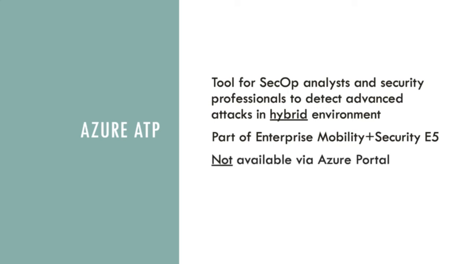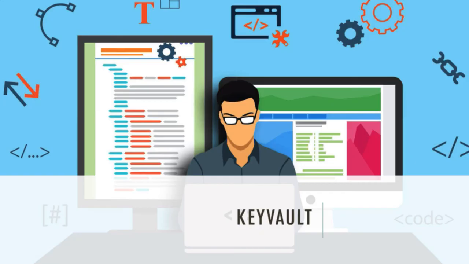It's also not available through the Azure portal. It's something that you would start to configure and manage through portal.atp.azure.com. Again, recognizing the role and function of Azure ATP is the job here. Now, the next item we should be able to word associate is Azure KeyVault.